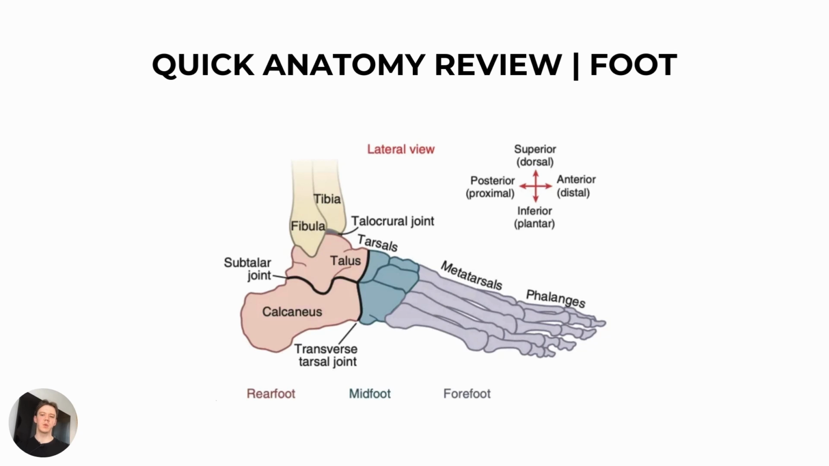The key regions of the foot that we need to discuss are the rear foot, or so-called hind foot. So we have the talus, calcaneus, and subtalar joint here. We also have the midfoot, which is the remaining tarsal bones and the transverse tarsal joint. The forefoot is also presented here, which contains metatarsals and phalanges. When we're describing movements and locations, we use specific terminology. Dorsal means top of the foot. If someone says plantar, it means bottom of the foot. Then anterior or distal and posterior or proximal are often used interchangeably here as well.